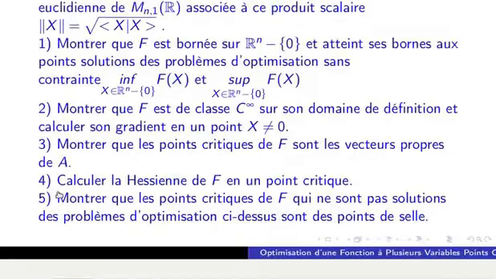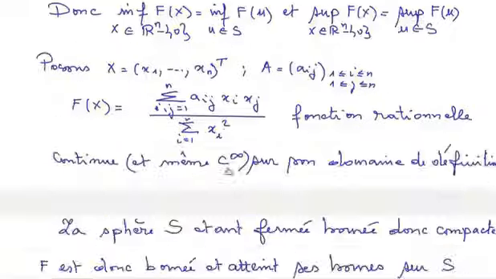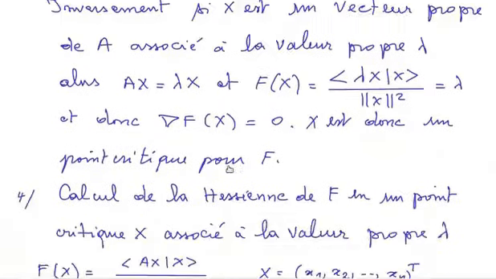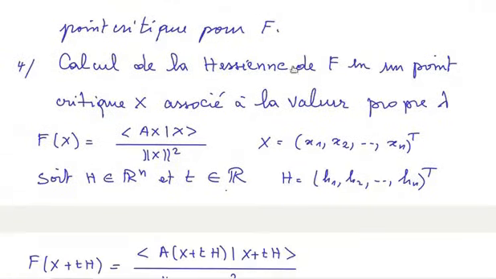Now for the fourth question, it asks to calculate the sign of f at a critical point. So fourth question, we are going to calculate the sign at point x associated with the eigenvalue lambda, since it is an eigenvector of A.